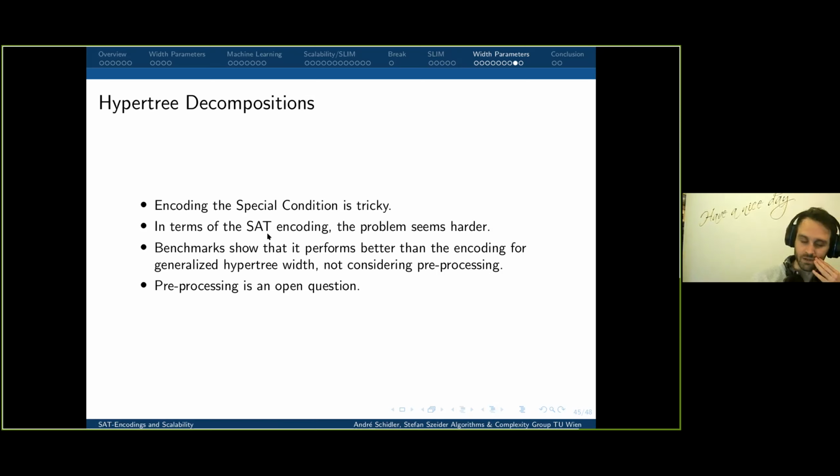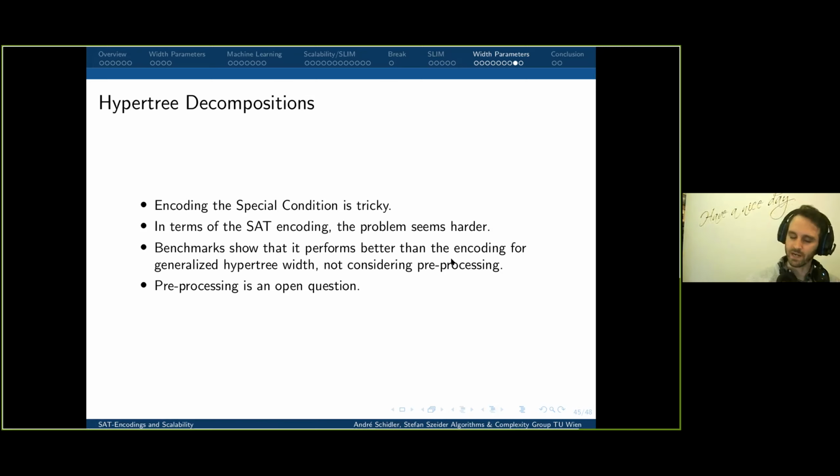And quite a lot of them actually. But interestingly, the benchmarks show that the hypertree-width encoding actually performs better than the encoding for generalized hypertree-width, excluding preprocessing, because the people that implemented the generalized hypertree-width encoding have quite good preprocessing, which is an open question for us. But it was still surprising that the kind of harder encoding performed better.